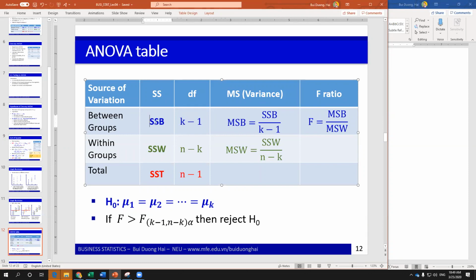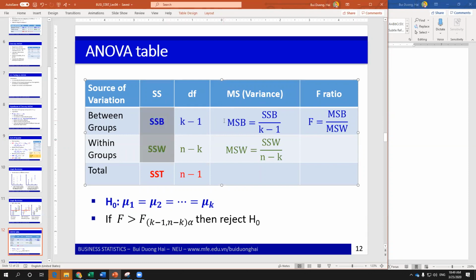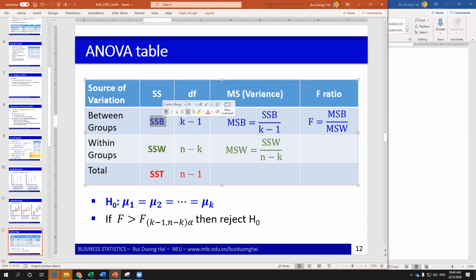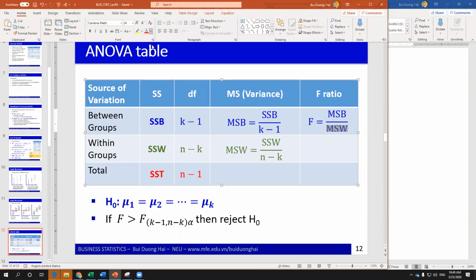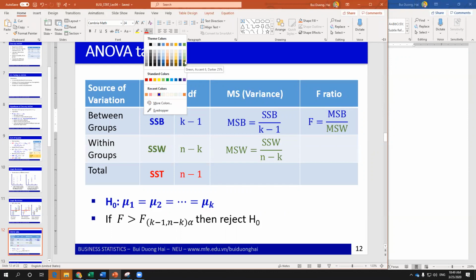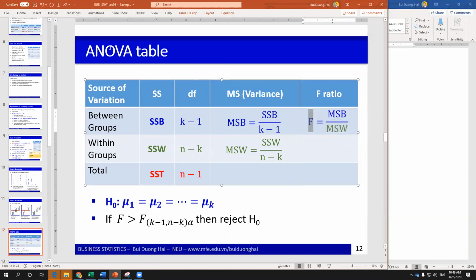Then after calculating SSB, SSW, you calculate MSB equal to SSB divided by this, MSW equal to SSW divided by this. And after that, you calculate the F ratio equal to this divided by this. I change the color to recognize it. This color is green to recognize the difference. Okay. For the F statistic, using a different color.